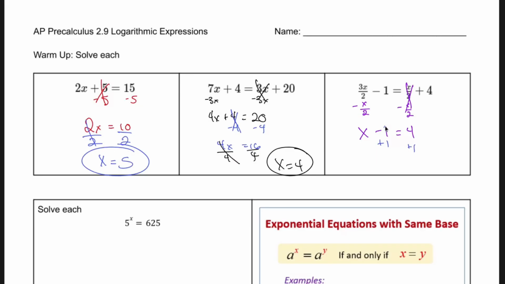Let's add 1. X is going to equal 5. And if you're wondering what I did here, 3 halves minus a half is 2 halves, which is a whole.